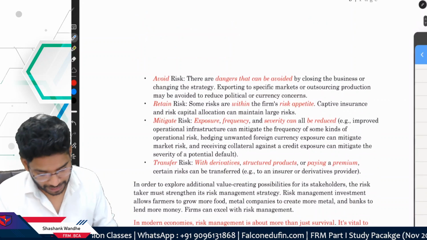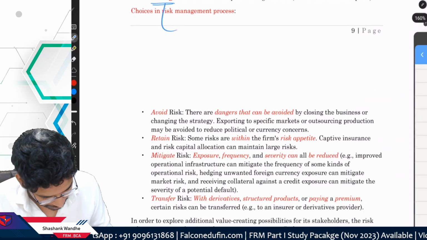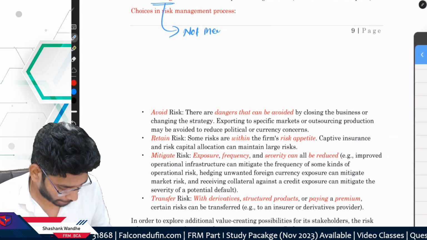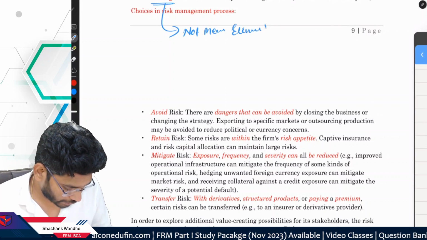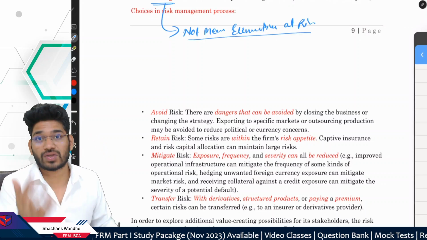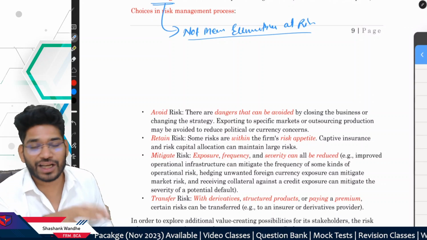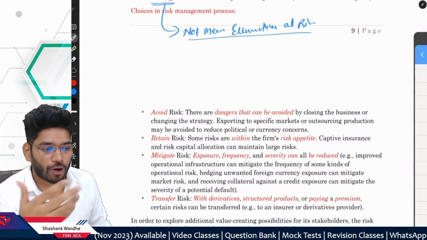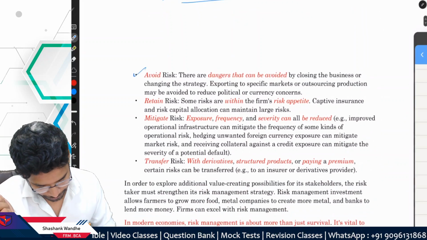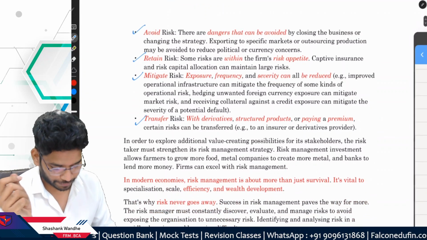Now, management does not mean elimination of risk. Very important. You need to remember this. This does not mean elimination of risk, because as a bank, you must take risk to generate profits. So management of risk has mainly four options, like how to manage risk. So these are the four options. First is avoid, second is retain, third is mitigate, then we have transfer.